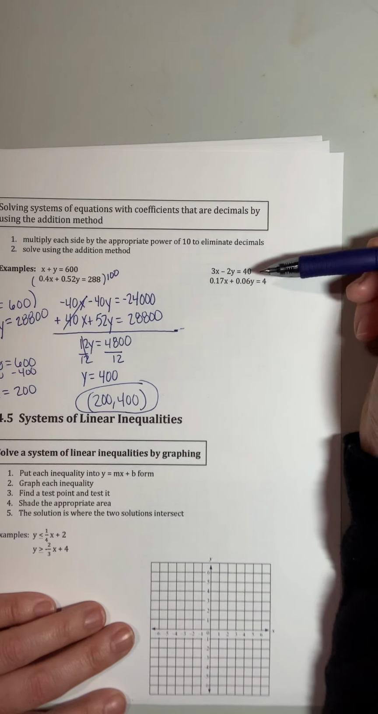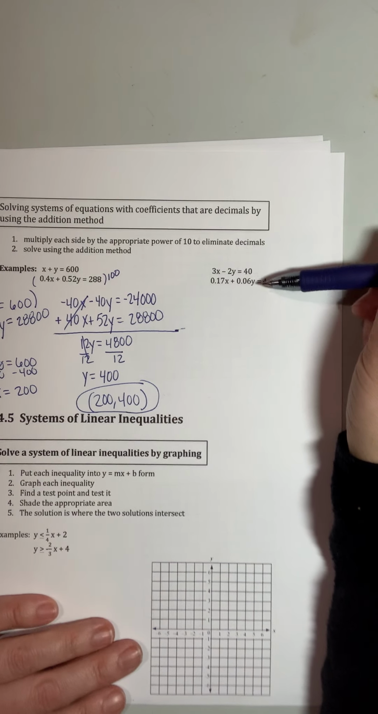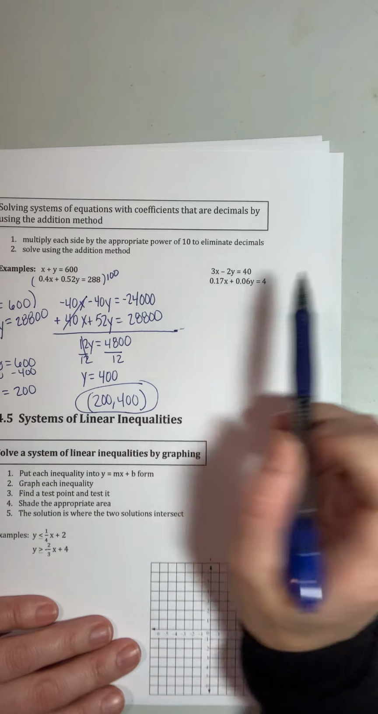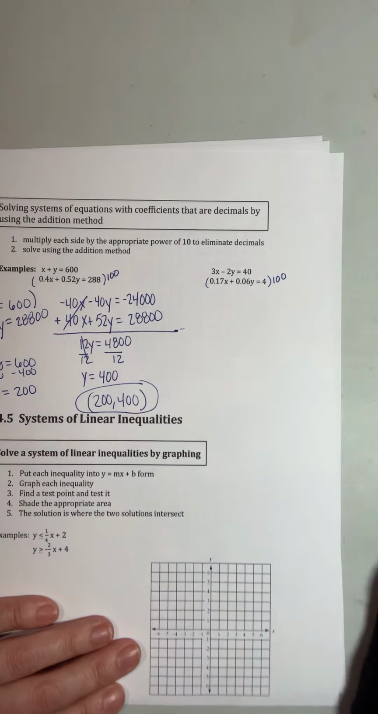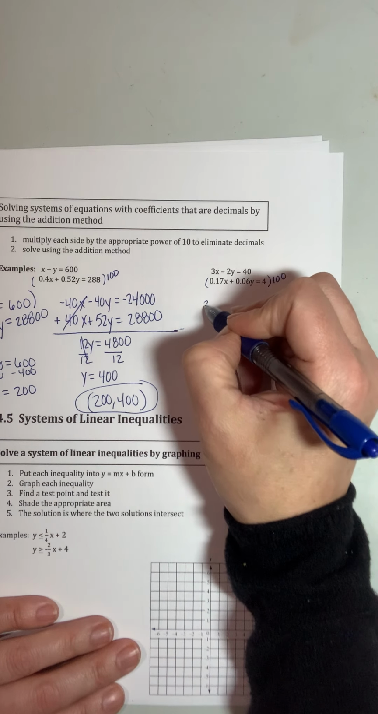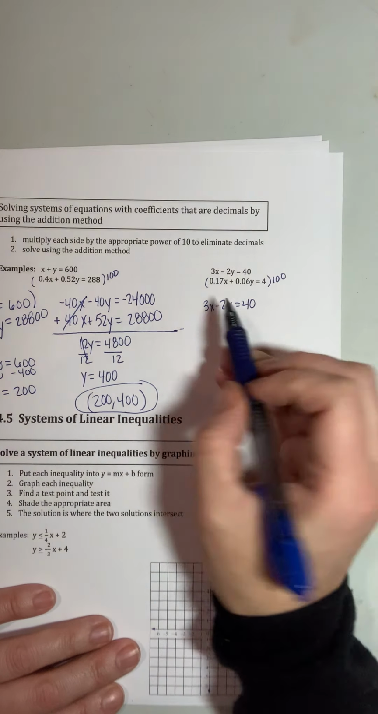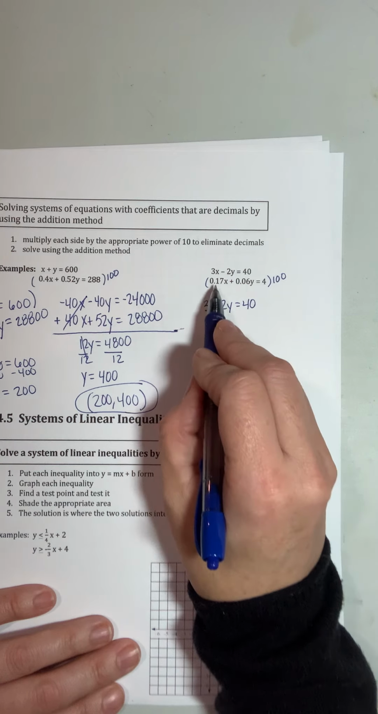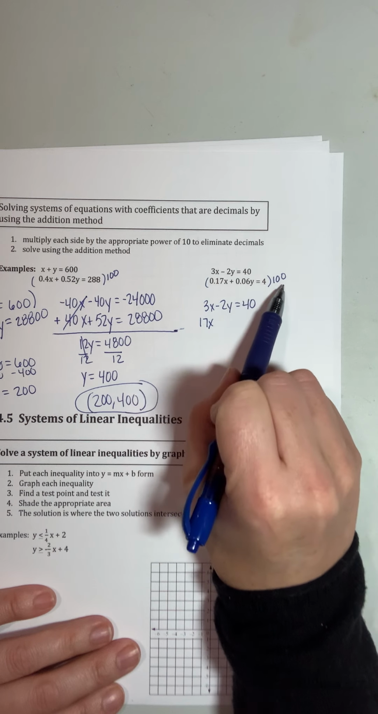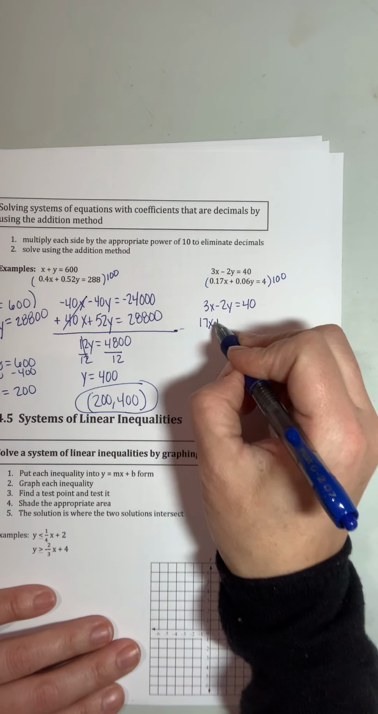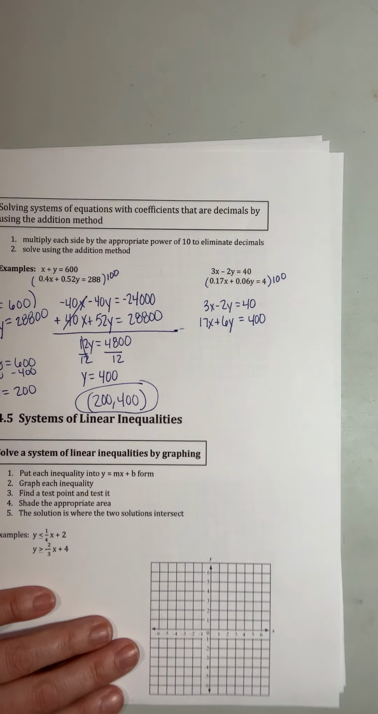Okay, next one. I want to eliminate these decimals here. So I look at the one that has the most amount of digits after. Well, that has 2 and that has 2, so they both have the same. So if they both have 2, we're going to use the 100 to multiply. So let's keep the 3x minus 2y equals 40 the same. 0.17 times 100 moves it over twice, gives you 17x. 0.06 times 100 moves it over twice, gives you 6y. And 4 times 100 is 400.